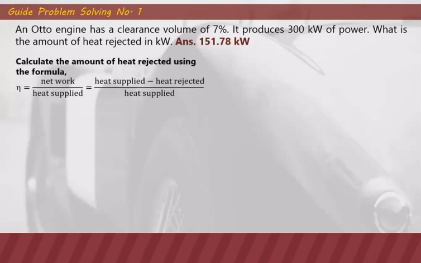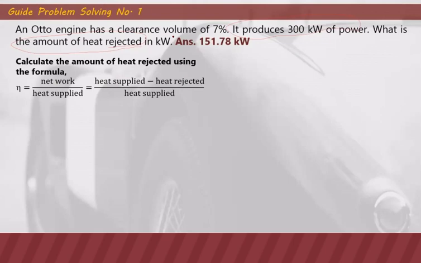First is to calculate the amount of heat rejected, establishing the formula, and that can be done by using the thermal efficiency. So the air standard efficiency is net work divided by heat supplied, and the net work can also be written as heat supplied minus heat rejected. From this formula, we can get the amount of heat rejected, which is the unknown, since we already have the net work, which is 300 kilowatts of power.